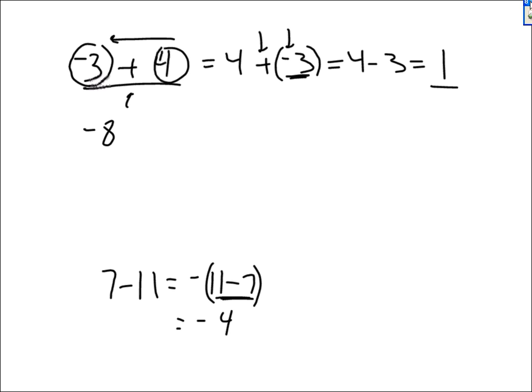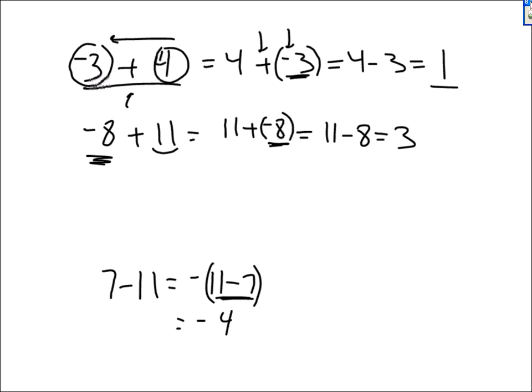You have negative 8 plus 11. You can read it backwards: 11 plus negative 8. Because the first number is not positive, that's where I want to switch it. Because 11 is positive, and since that's not 8, it's not 11 plus 8, but it's 11 minus 8.